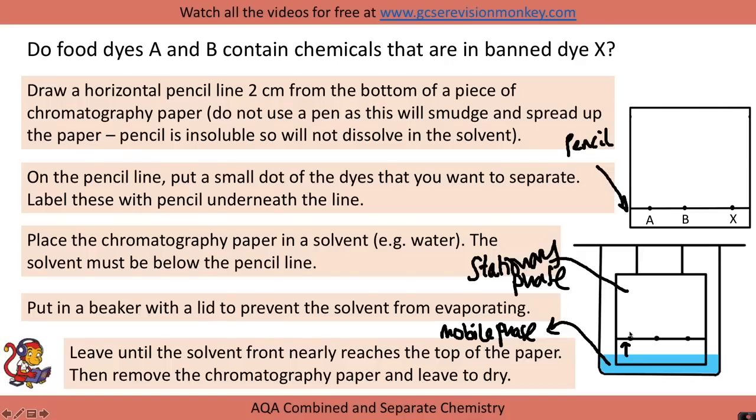They will then be carried up the paper in the mobile phase, and depending on their solubility, they will stop at different distances up the paper. I mentioned earlier the solvent front. That is where the solvent finishes as it goes up the paper. So if the solvent is moving up and it gets close to the top of the paper, where it reaches here is called the solvent front, and when it gets near to the top, we will then remove the paper and leave it to dry.